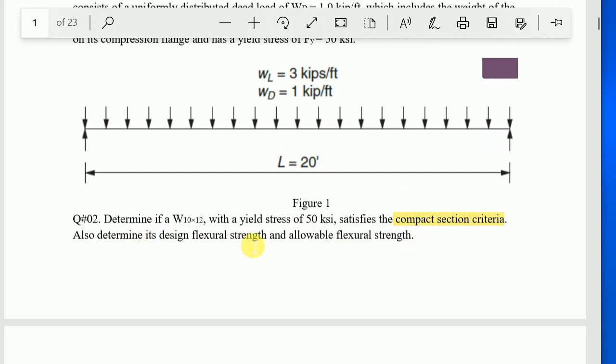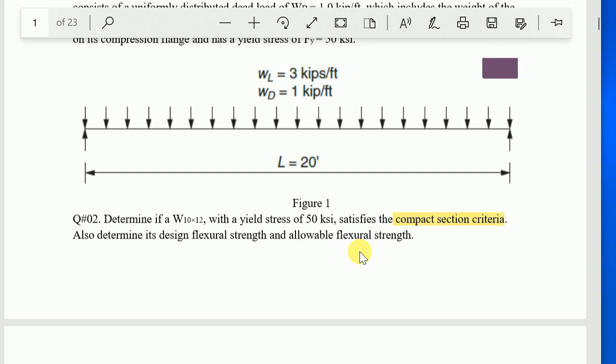A design beam is given, which is a W10x12 section, and we have to check whether it is a compact section, and check the design flexural capacity, for both LRFD and ASD. Now, to analyze this question, we have to know some basic terminology, which is the compact section criteria.